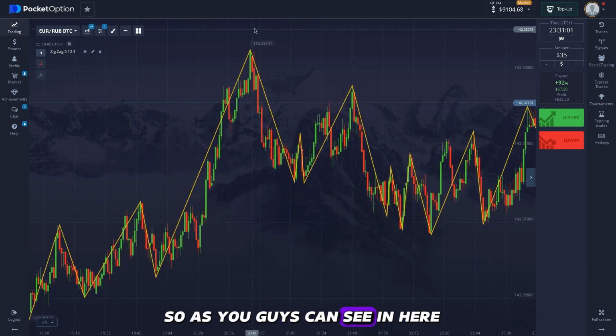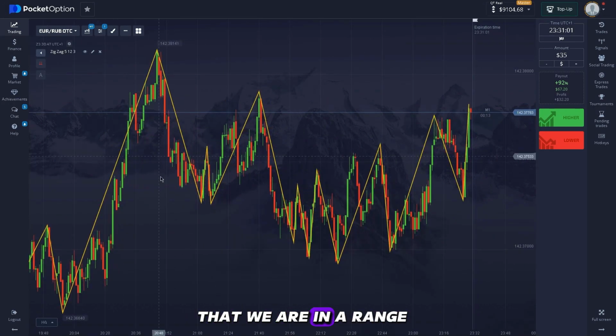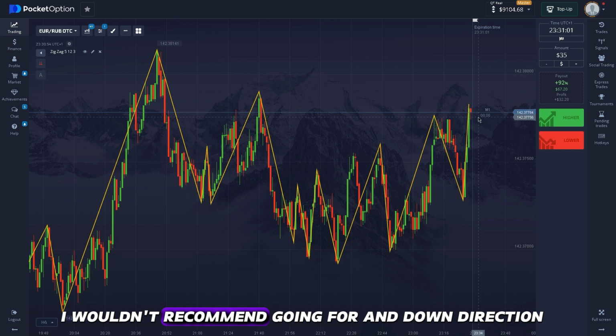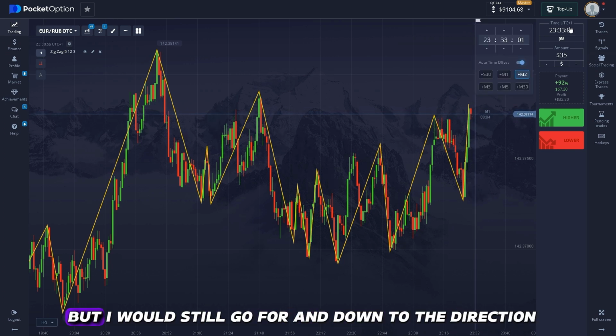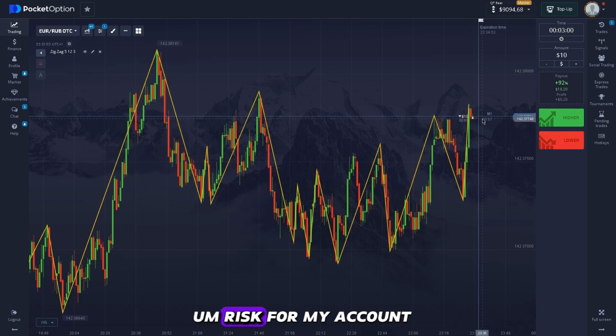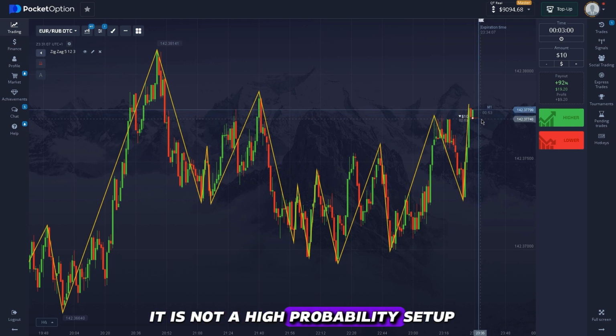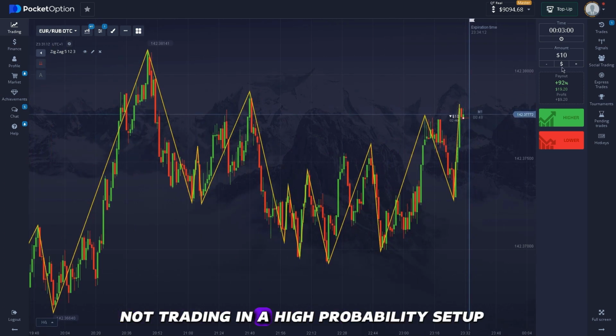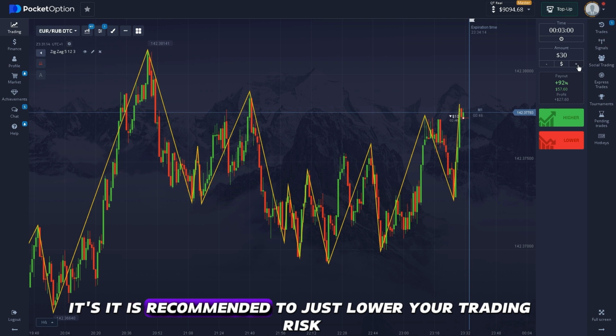So as you guys can see in here, we are in a range, but since we were in kind of an uptrend, I wouldn't recommend going for a down direction trade in here. But I would still go for a down direction trade for you guys with a lower risk for my account, and that is because it is not a high probability setup. So if you are not trading in a high probability setup, it is recommended to just lower your trading risk.